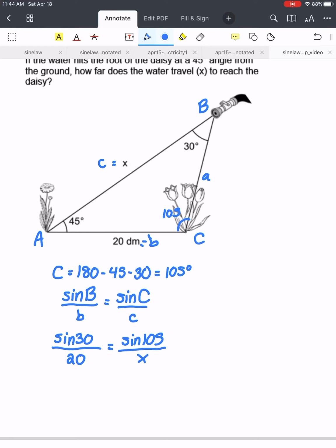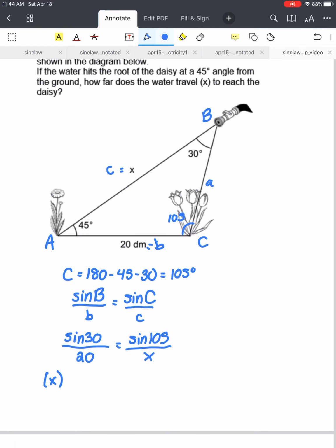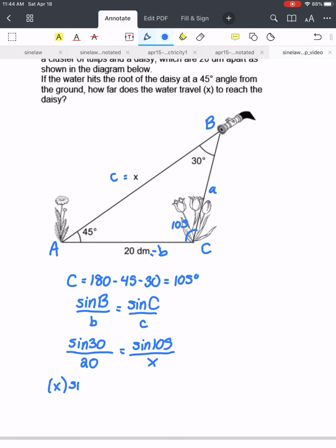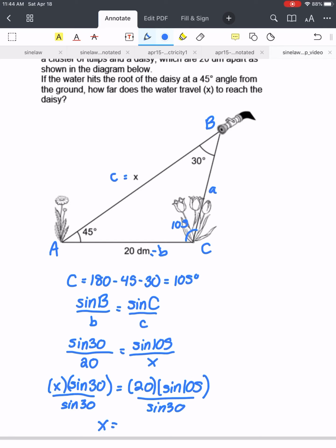We can then cross multiply, so x times sine 30 is equal to 20 times sine 105. We divide each side by sine 30 to solve for x. So we get that x is 38.6 decimeters. All right, so first example, done.